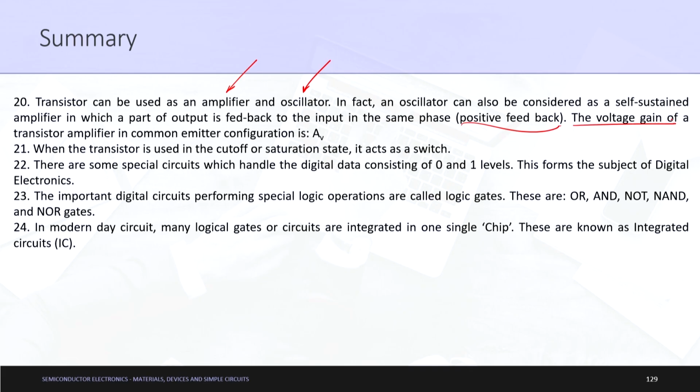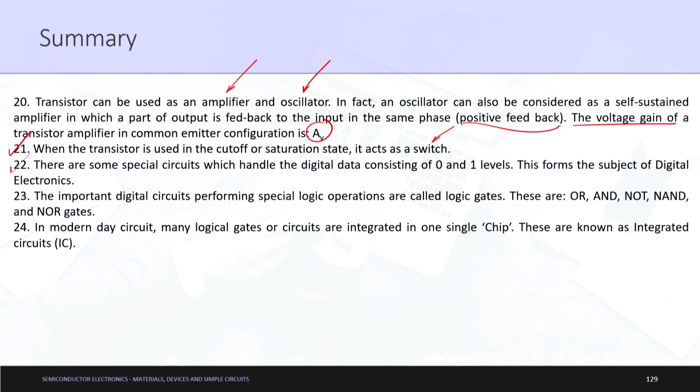Next thing is regarding voltage gain. The voltage gain of a transistor amplifier in common emitter configuration is AV. So, this also we understood there. We also understood small scale current gain, small scale voltage gain, in understanding about the amplifier. So, when the transistor is used in the cutoff or saturation state, it acts as a switch, very important, and when the transistor is used in active state, it is used as an amplifier.